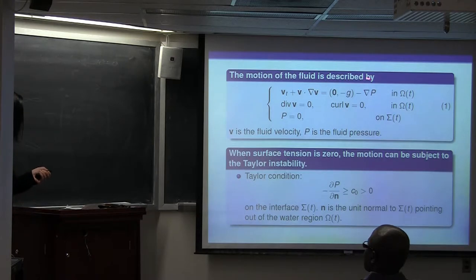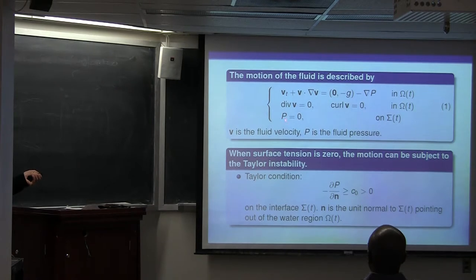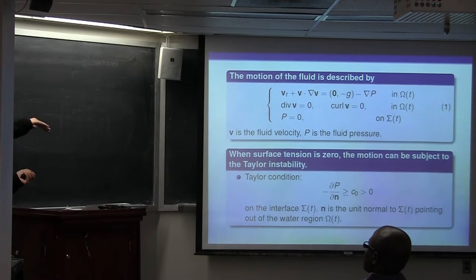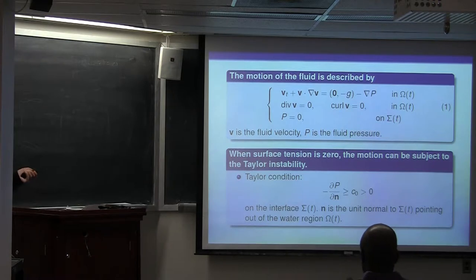Under these assumptions, the fluid satisfies the Euler equation. This comes from Newton's law. The left hand side is the acceleration, where v is velocity, and the right hand side is a force term. Because we assume the density is one, that's how it looks inside the domain. It is incompressible and irrotational, and because we neglect the air and surface tension, the only force acting on the interface is the vacuum, so the pressure is zero on the interface.